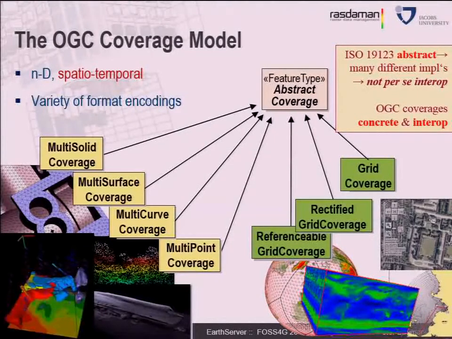Well, you have to locate your data in space, so there is a standardized way of dealing with the coordinate reference system of your data set. And beyond gridded data, which is quite convenient for the technology behind, the coverage model defines other kinds of data set, like multipoint or topologically different coverage, like curve, surface, and solids.